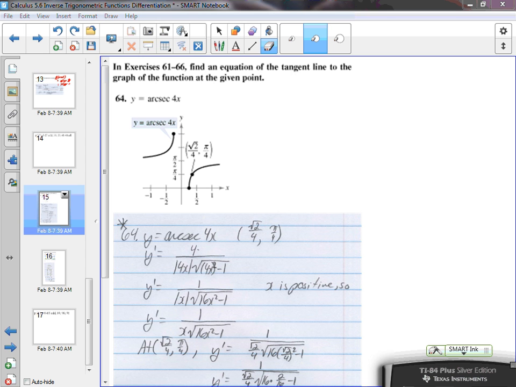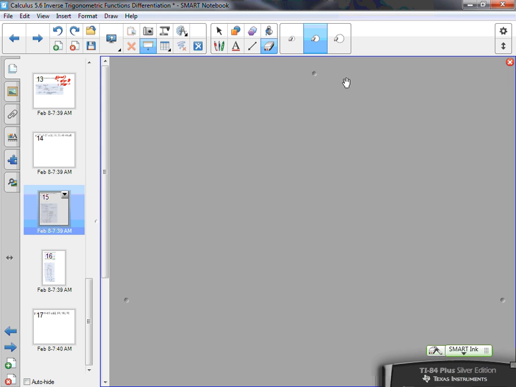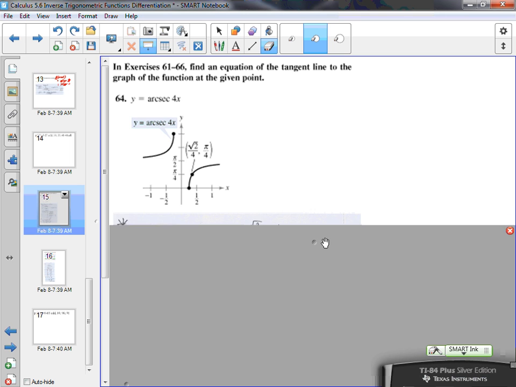On this one, we're taking it just a bit further than only finding the derivative, and we're going to find an equation of the tangent line to the graph of the function at the given point. We need to never forget that when we're finding derivatives, we're finding slopes of tangent lines. We're finding a formula for the slope of a tangent line.